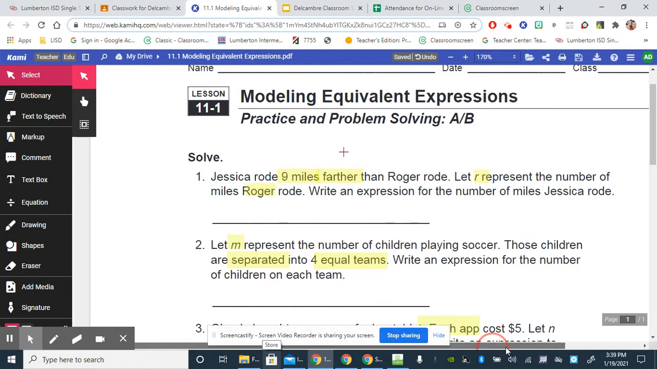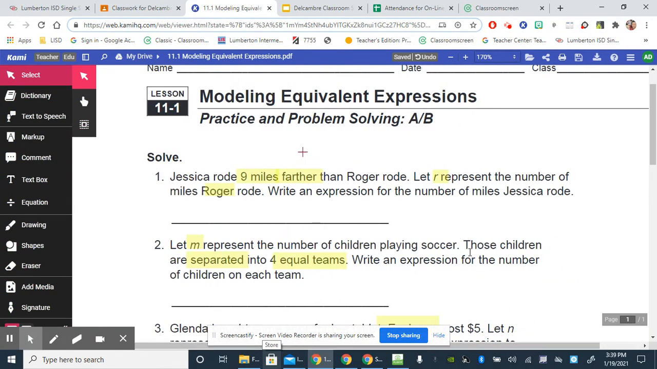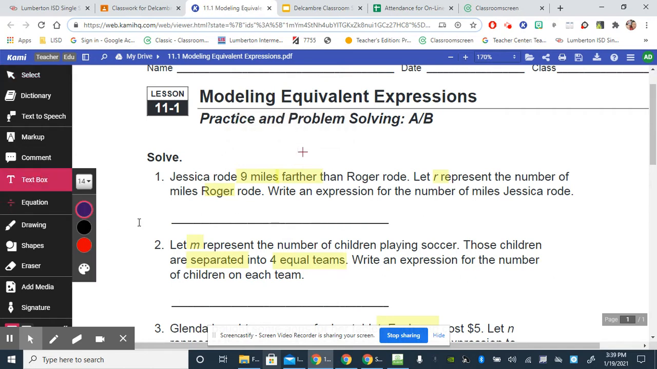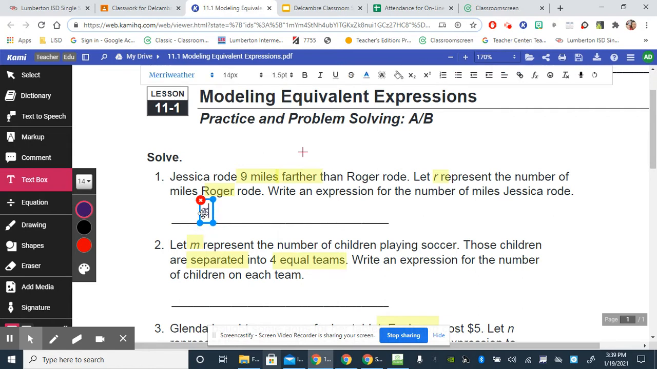All right, so what we're going to do is look at the first question, which I kind of went ahead and forgot to erase all my little clue hints. Jessica rode 9 miles farther than Roger rode. Let R represent the number of miles Roger rode. Write an expression for the number of miles Jessica rode. So we see 9 miles farther. I have it highlighted up there. Farther means she's adding, so she's increased. She's 9 more miles than whatever Roger rode. Well, I don't know what Roger rode, so I'm using the variable R. Therefore, my answer could vary.